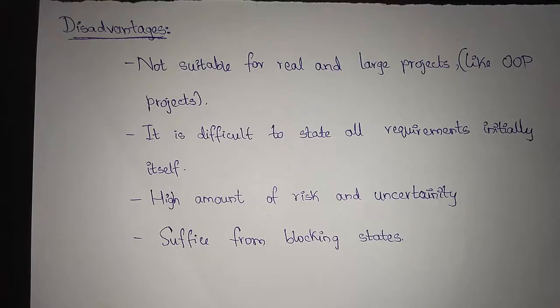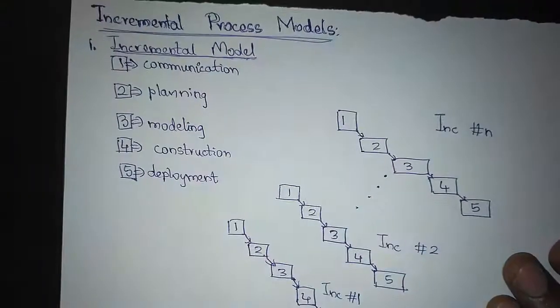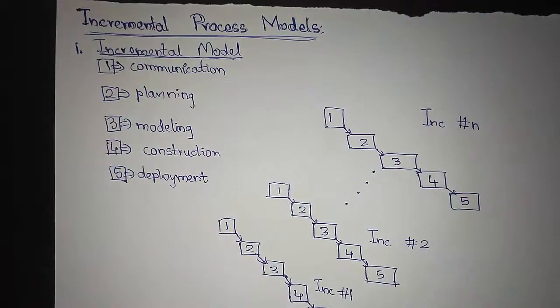So there is a high amount of risk and uncertainty, because we need lots of clear requirements to be understood by the developer. To solve this problem, we introduced another process model known as the incremental process model. The incremental process model is a combination of one or more waterfall models.